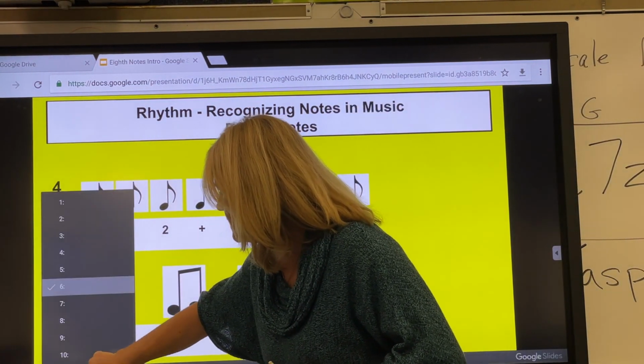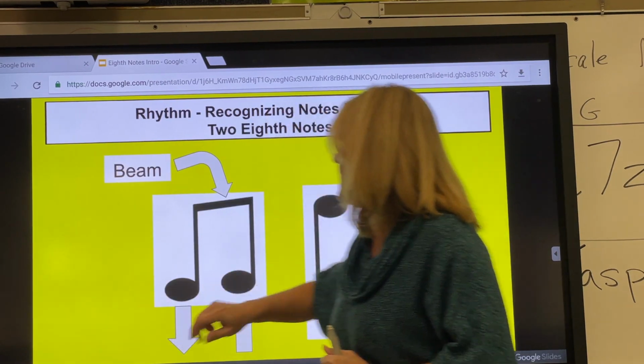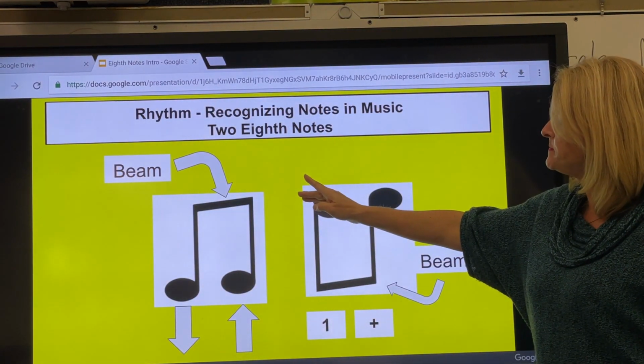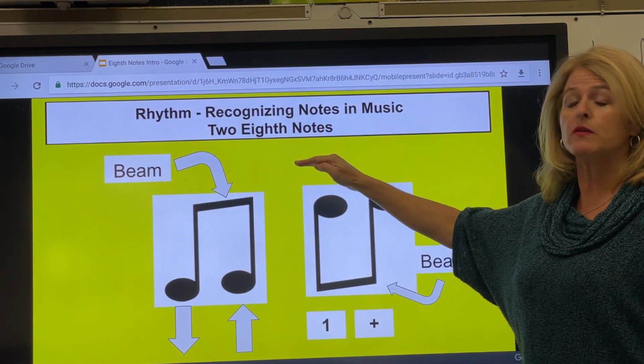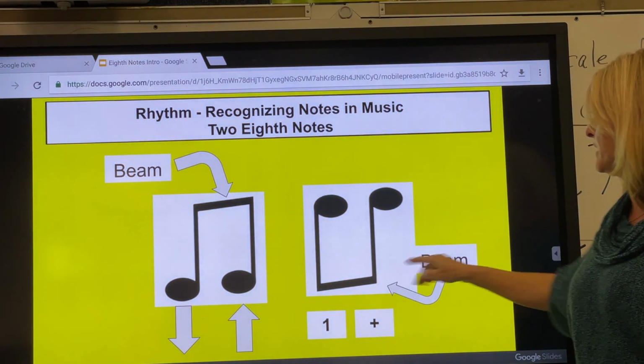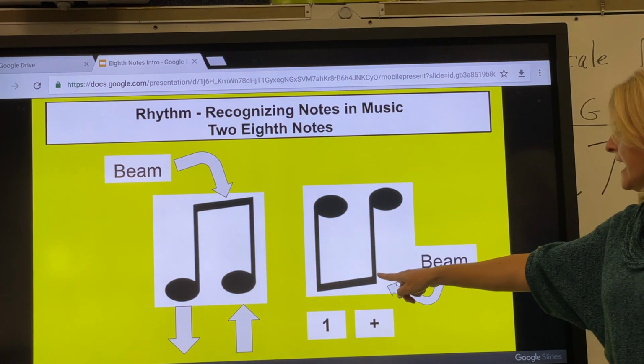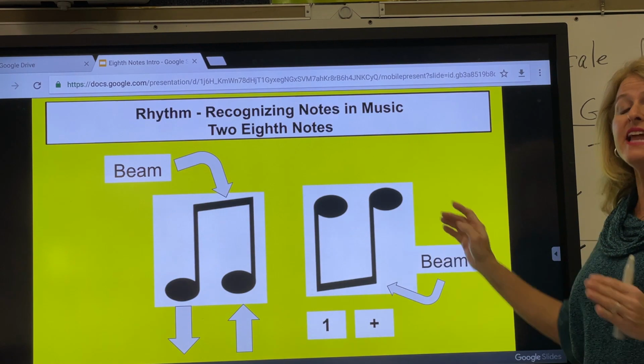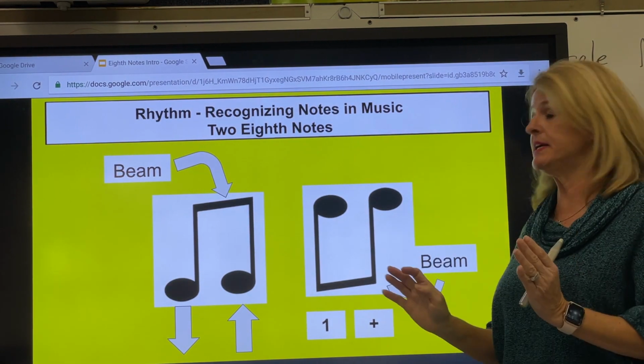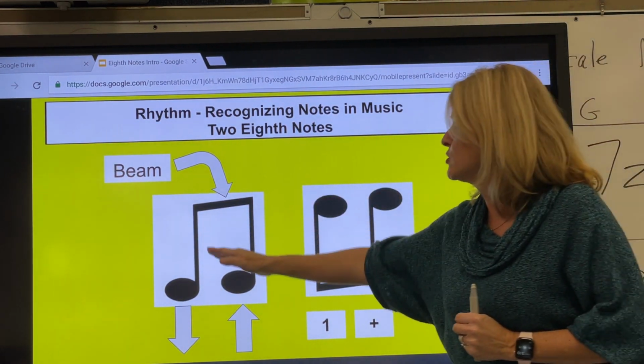Accidentally touched it, so let me go back to that slide. Okay, so when the stems go up, the beam will be on top. When the stems go down, the beam will be on the bottom. So the line, that black bar connecting the 2 notes, is called a beam. So we have 2 eighth notes.